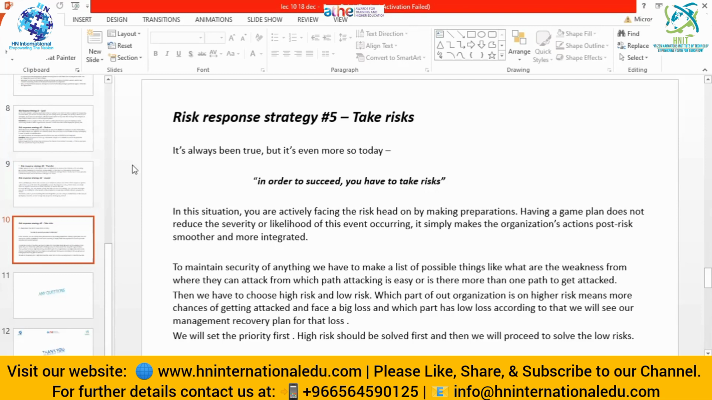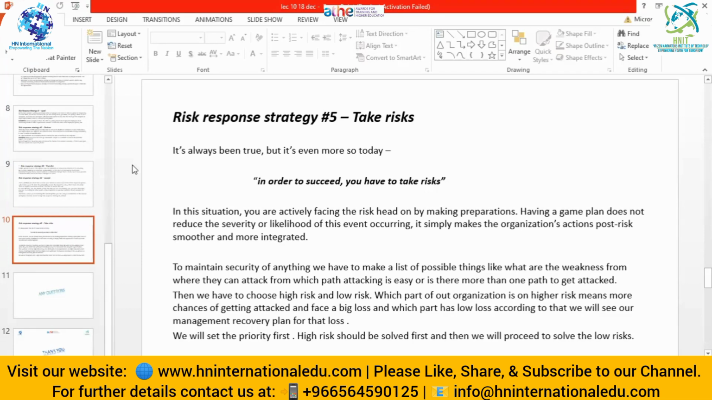Then we have to choose high risk and low risk. Which part of our organization is at higher risk, meaning more chances of getting attacked and facing a big loss, and which part has low loss. According to that, we will see our management and recovery plans for that loss. Now, we will set the priority first. High risk should be solved first, and then we will proceed to solve the low risk.